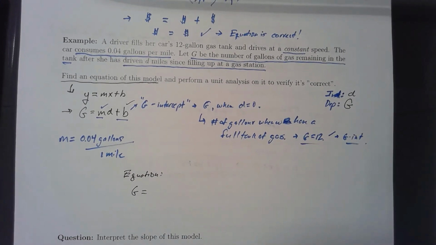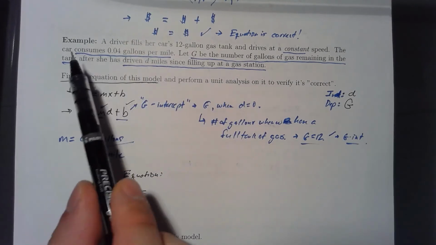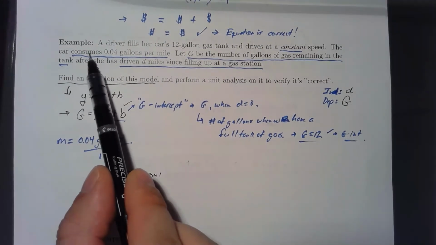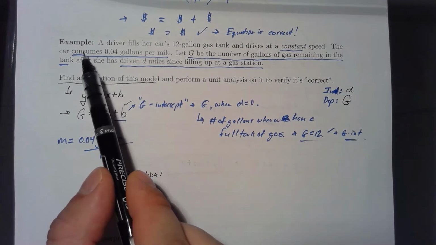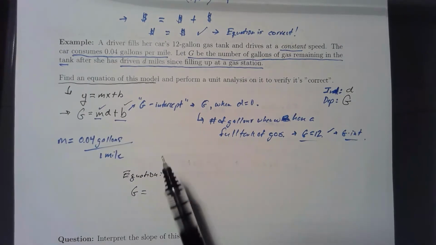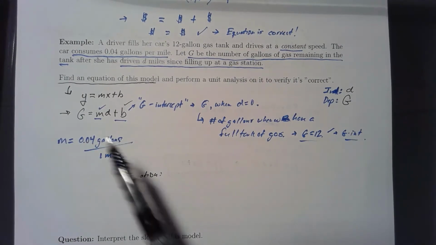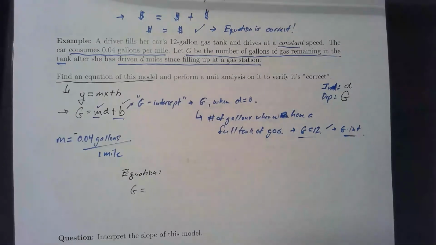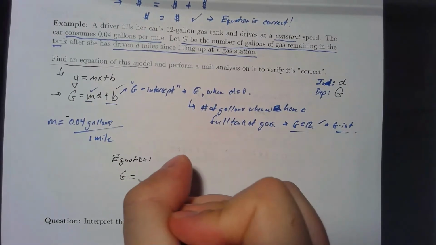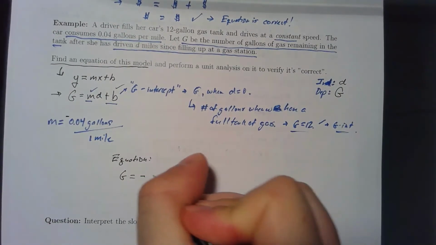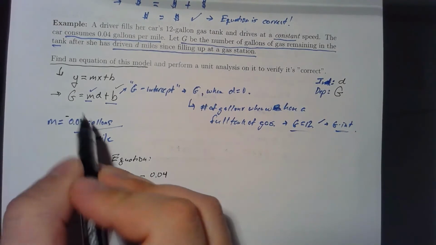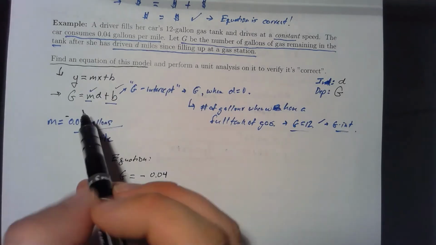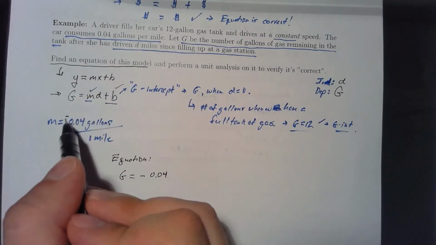How do we know? Well, look at this word right here, consumes. The level in the gas tank is going to do what as you drive? It's going to go down. That's what the word consume means. So the value of the slope here is going to be negative. So my slope is negative 0.04. I kind of omitted that when I did it here, but I want you to see that. It's consuming, which means it's negative.